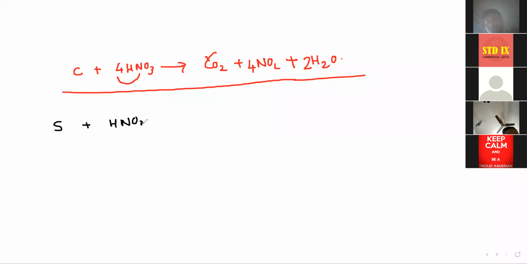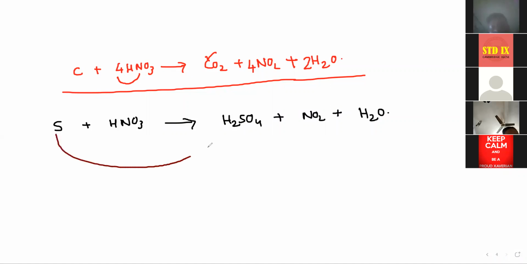C plus HNO3. Okay. Look here. We'll be having H2SO4. We will be having NO2. We will be having H2O. This is an interesting one. What is the change in oxidation number? Let us now see. Sulfur from 0 to +6. So increase by how many units? Increase by 6 units. So this is oxidation.